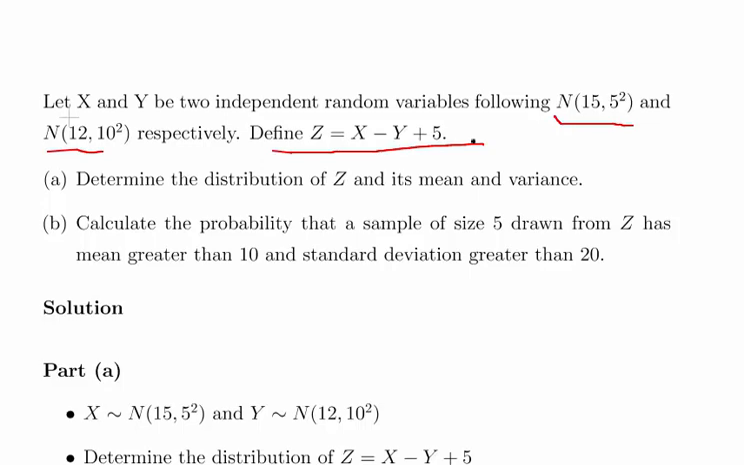Determine the distribution of Z and its mean and variance, and calculate the probability that a sample of size 5 drawn from Z has a mean greater than 10 and a standard deviation greater than 20. Okay, that second part's quite tricky. It's got a lot going on in it.